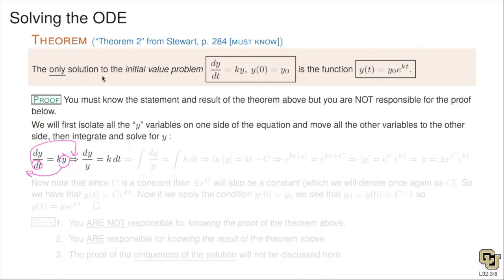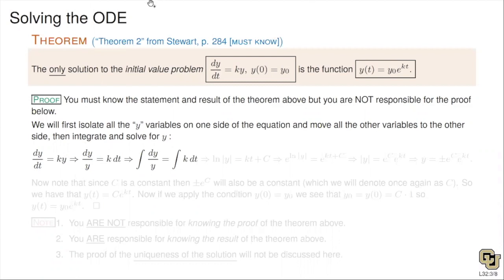So what's actually happening in the background is like a u substitution. I won't explain it. It'll come up later when you take Calc 2 and differential equations. But for now, accept that we can separate the variables this way. And so once I've got all the y variables on one side and all the t variables on the other side, we just integrate both sides.